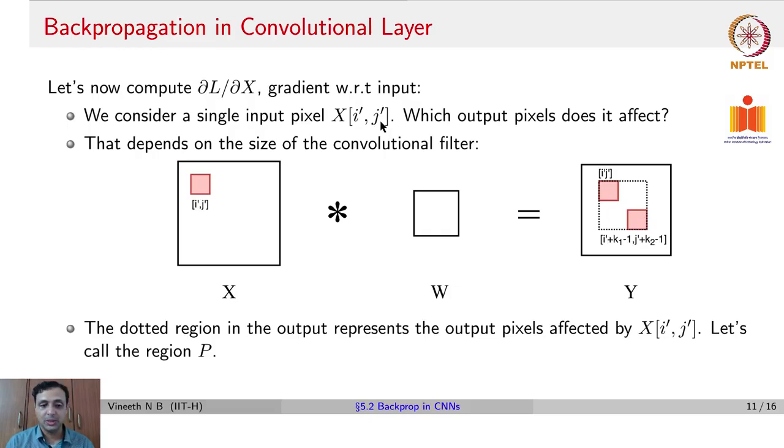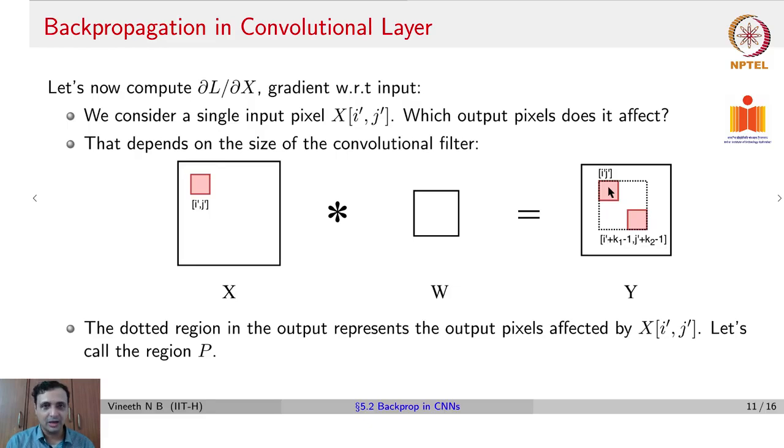If we see it visually, given an X, let's say there's one pixel given by this red square, which is at (i', j'). When it's convolved with W, it would affect this entire range of pixels that go from (i', j') to (i' + K1 - 1, j' + K2 - 1). Why is it like this? Why is it not centered at (i', j')?